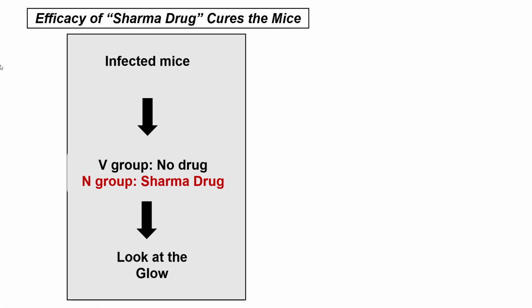So we had found a drug, let's call that drug Sharma drug. We had infected mice, and then we gave some mice no drug and some mice my drug, and we wanted to see whether the parasite has reduced or not.